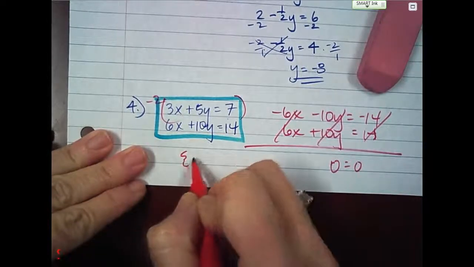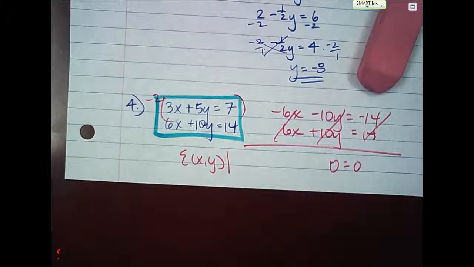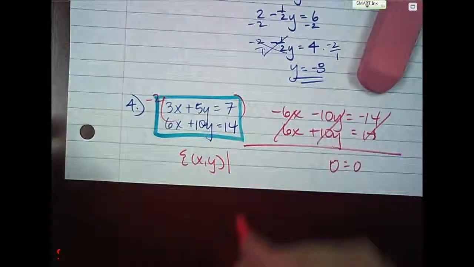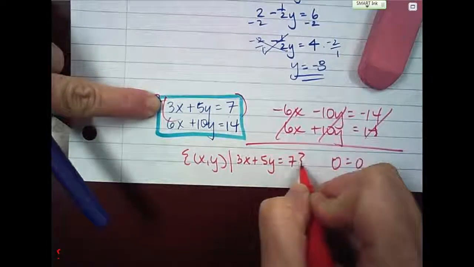So we're going to say, all right, every point such that, all x, y such that it's on the line. Which line you use, it doesn't matter. I'm just going to use the first one. Do the same line.